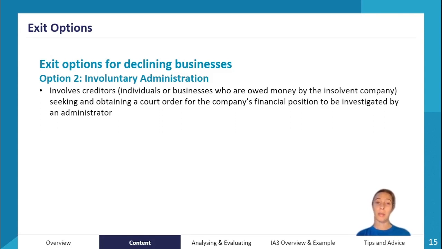If you think about reputational damage, it's probably better for a business reputationally to do it voluntarily because it shows that they have that awareness of their situation and that they want to get the best outcome for any shareholders or customers that they may have. Whereas involuntary administration may be seen as not taking responsibility for the business's situation and forcing creditors to take action themselves instead.